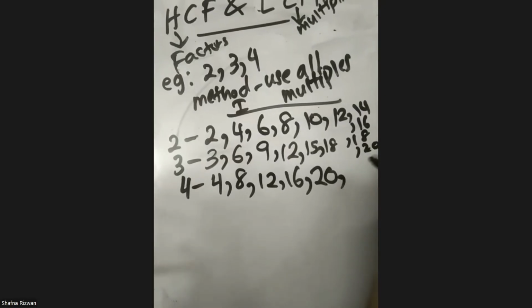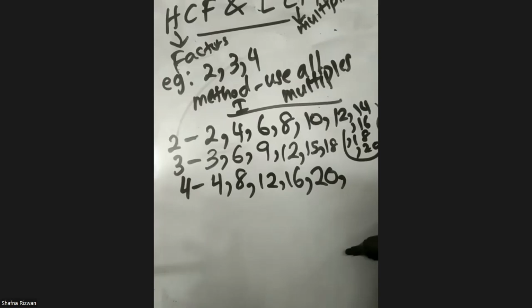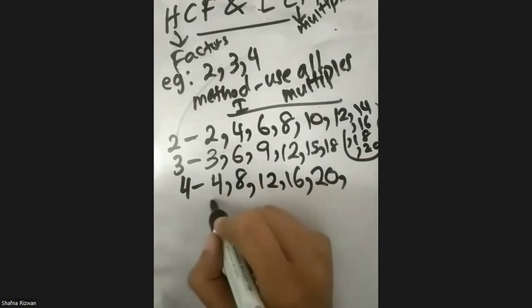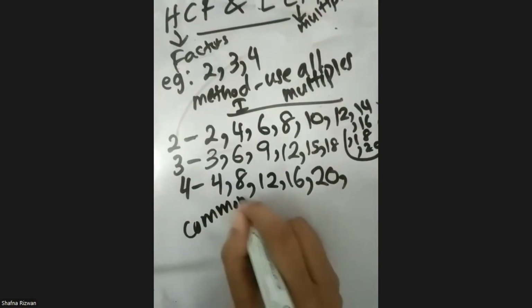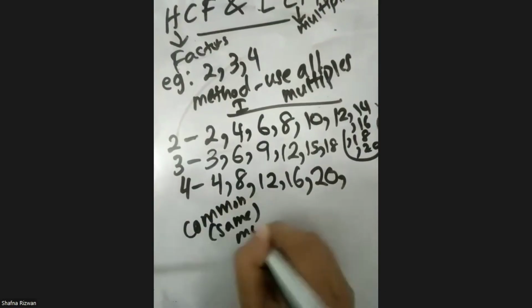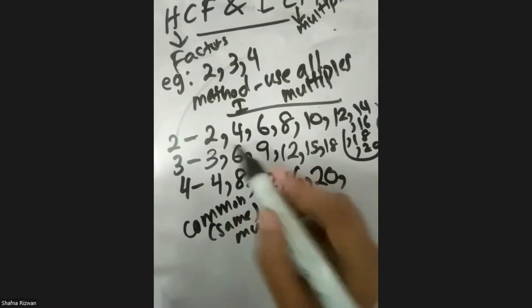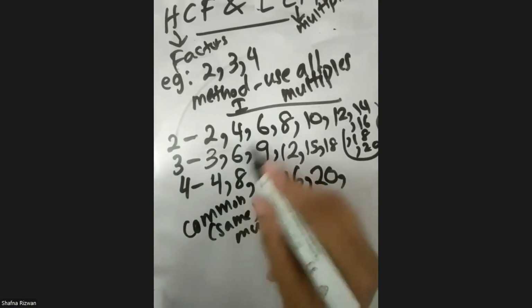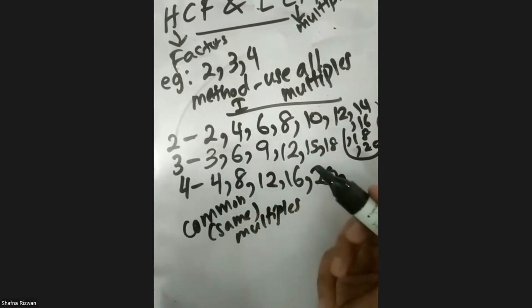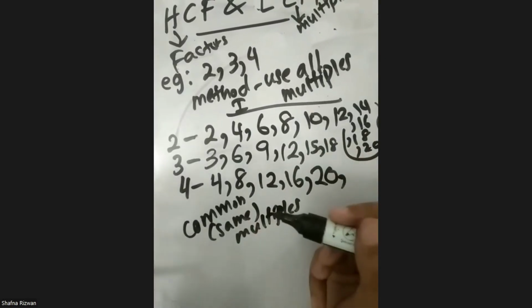Now what should you all do here? You all have to see all the common multiples. Now say me, what are the common multiples that you have? Common means your same multiples. So here, do you have 2? No. But 4 here? No, you don't have 4. Do you have 6 common? No. Do you have 8 common? No. Then what can you take?